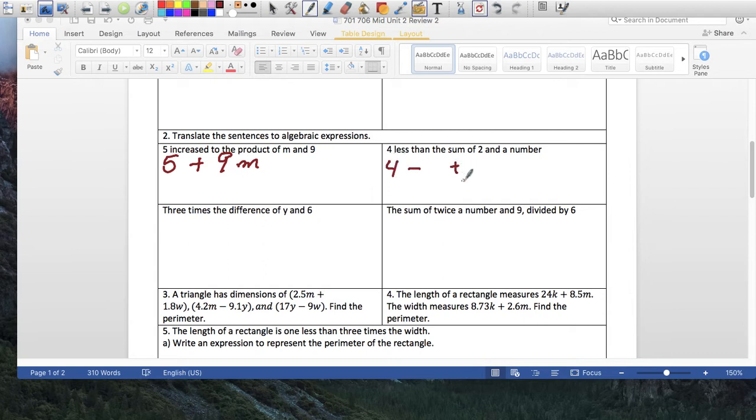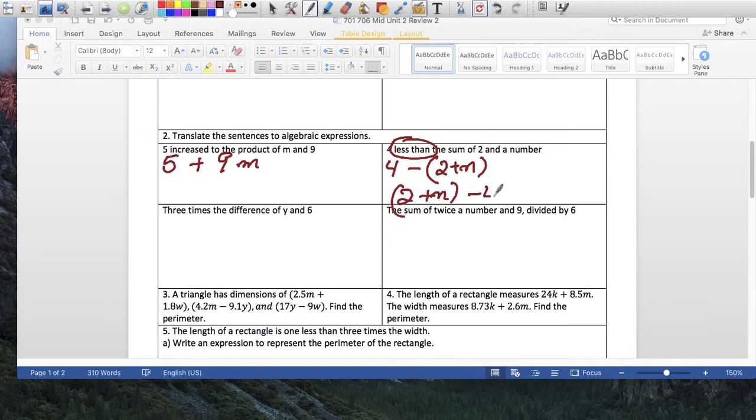Sum means I'm adding two things, a number, 2 and a number I'm adding, right? But if I leave it like this, this actually says 4 minus 2 and that m, but I don't want to do 4 minus 2. I want to do 4 minus whatever the sum of these two. Ask yourself if you're done, and you're not done because the word is less than. So do a little switch here.